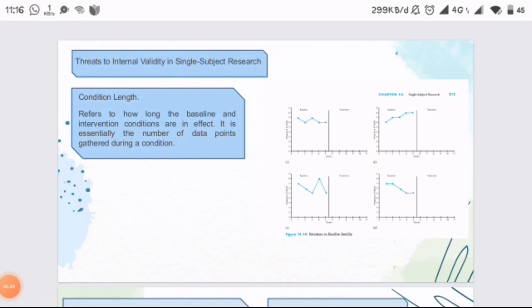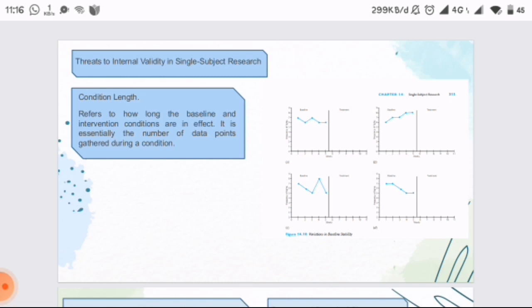Okay, assalamualaikum warahmatullahi wabarakatuh. Here I am, the second presenter. It is about threats to internal validity in single subject research. There are several threats to the internal validity of single subject research.